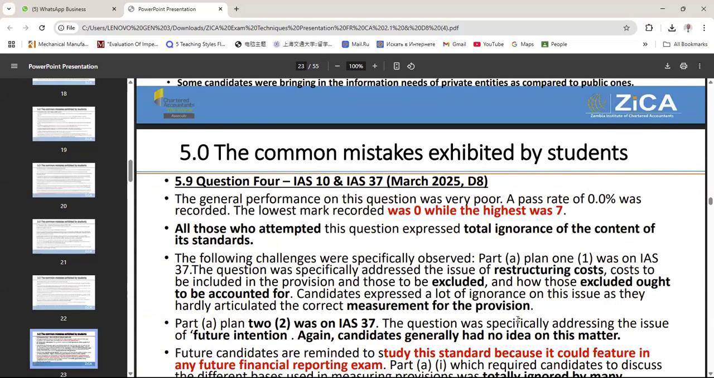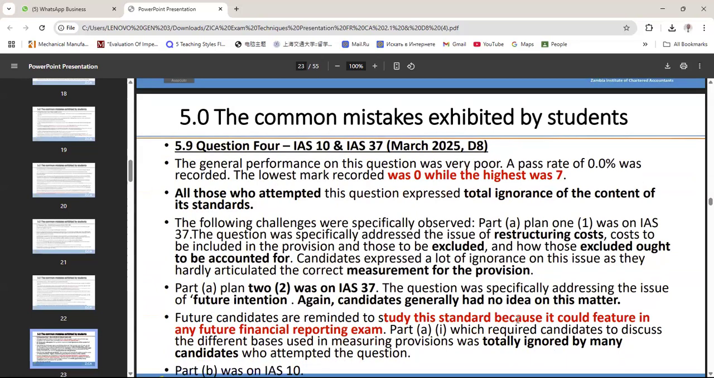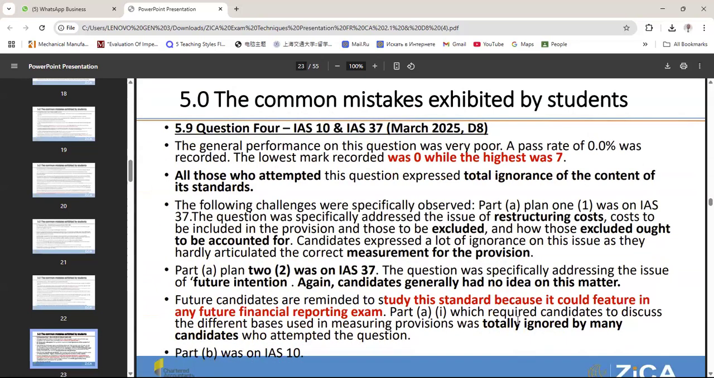Again, IAS 10 came and IAS 37. Someone got 0 on theory. Then you wonder if someone did not go through the information. So there was total ignorance. So what was tested is on IAS 37, which is on what? A provision. So since it was on provision, what were we supposed to account for? We are supposed to relate to the provision.